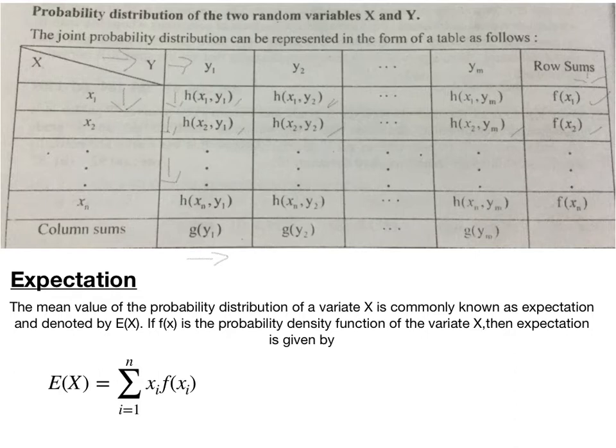And some of the properties of the joint probability distribution is the expectation. The mean value of the probability distribution of a variate x is commonly known as the expectation of the variable x and denoted by E of x. Similarly, for the variable y, it is given as E of y, and that will be equal to the summation of y times f of y.